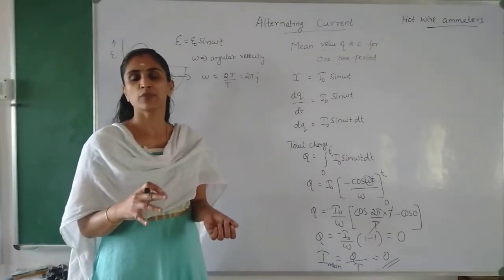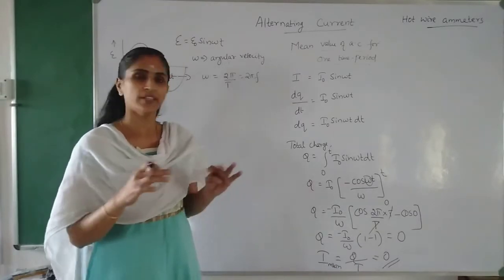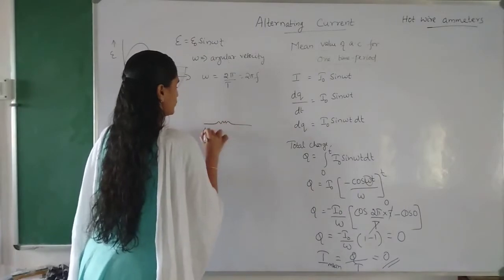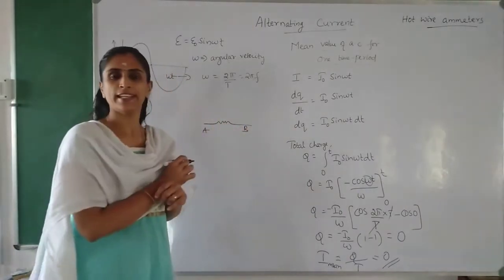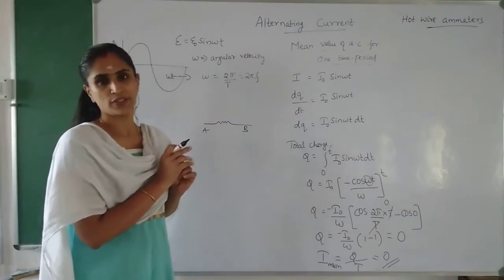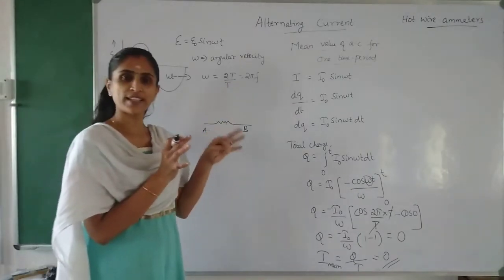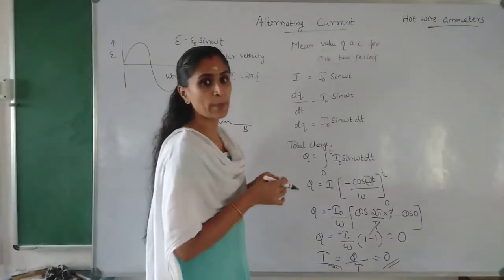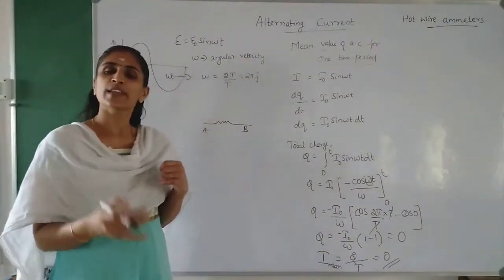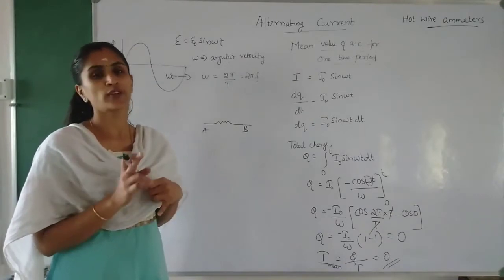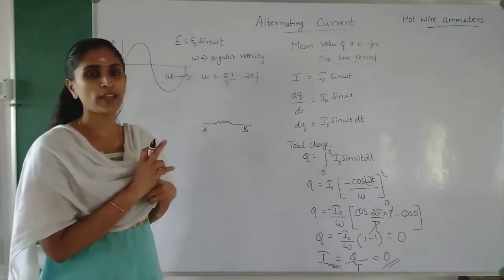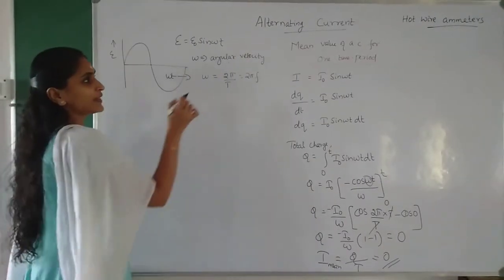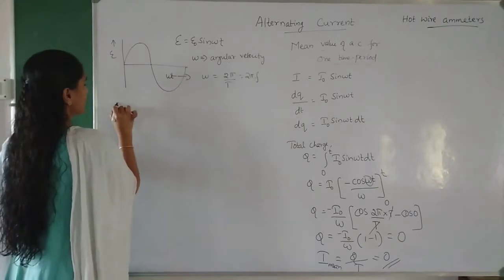Whichever direction it is moving in a resistor, for example from A to B or B to A, heat energy will be dissipated immediately. So to measure AC voltage or AC current, we use hot wire ammeters and voltmeters, which depend only on the heating effect of current and not on the magnetic effect of current. Okay, is it clear? Now we will discuss the mean value of AC for T by 2 period.